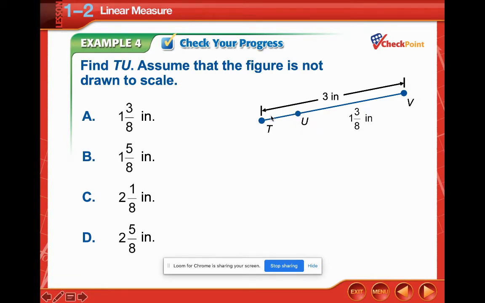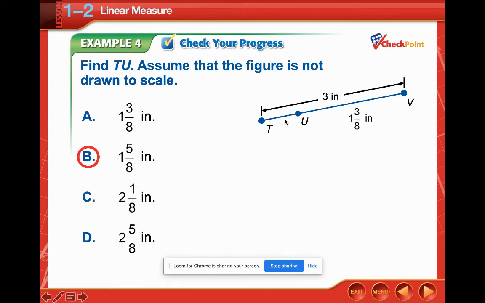All right. So T to V is 3 inches. U to V is 1 3/8 inches. So what you need to do here is the whole thing is 3 inches. This section is 1 3/8 inches. So you take 3 inches and subtract 1 3/8 from it. And you should get 1 5/8 inches. Glad I got that one right.